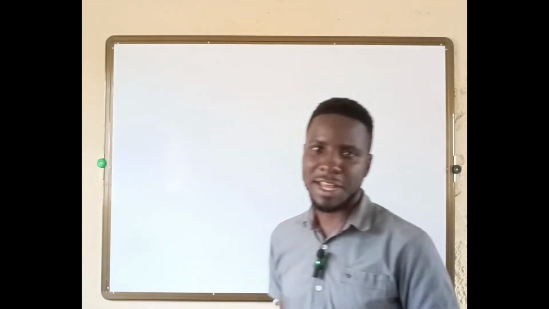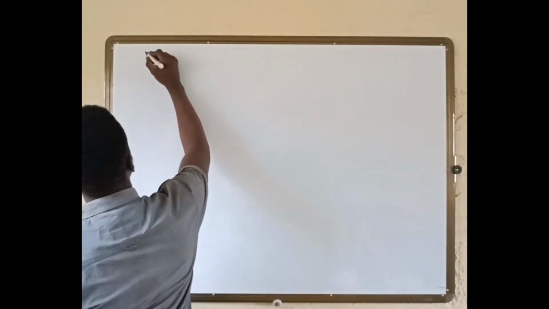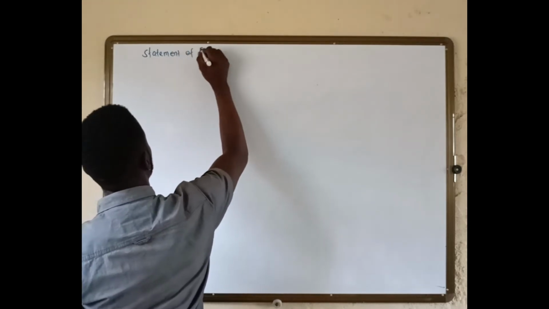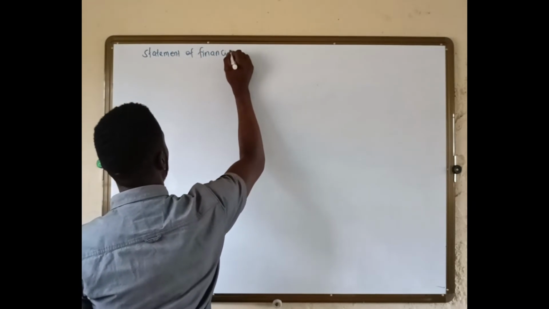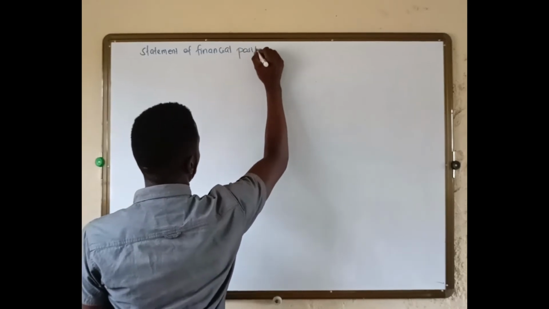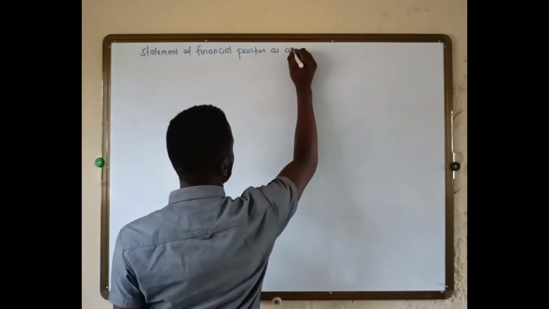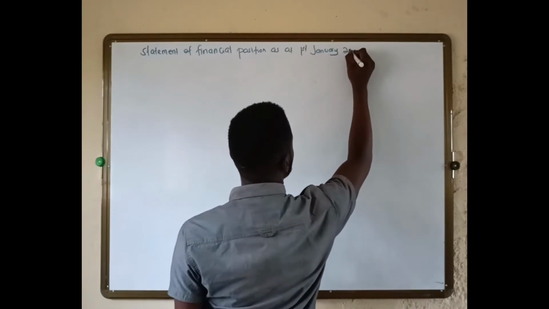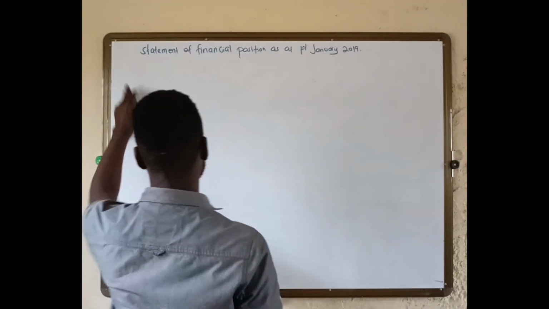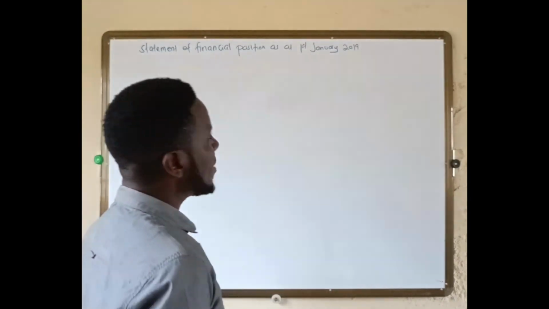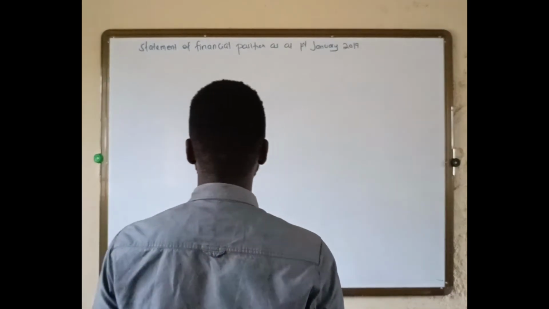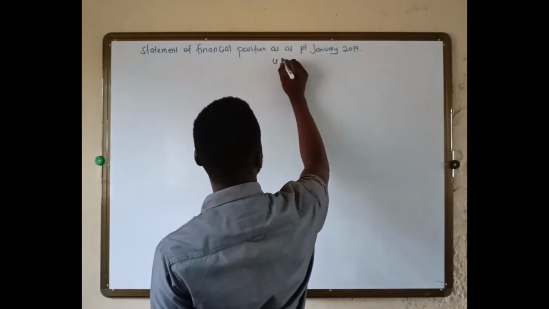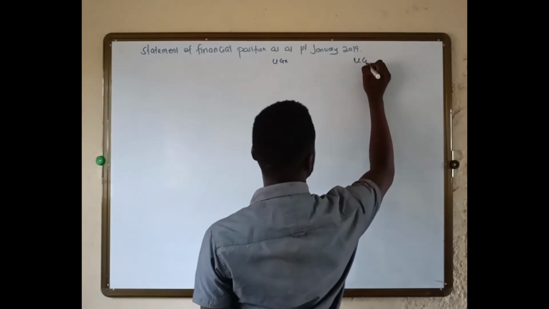Let us draw up the statement of financial position as at 1st January 20. Remember, this was the date when Robert was admitted to the partnership. Therefore, of course, we shall have our Ugandan shillings here and our Ugandan shillings.